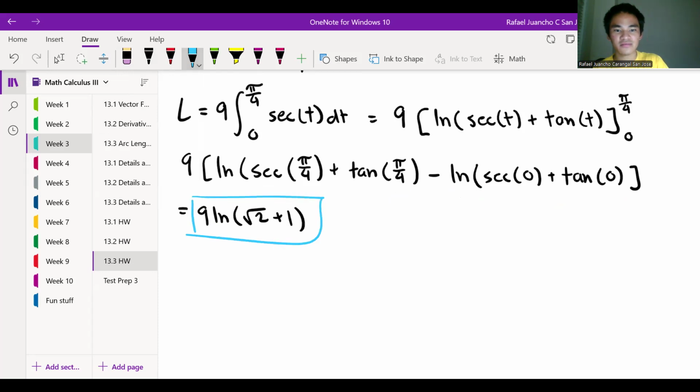And that's my arc length. Very annoying integrals. I don't like it. Okay. Did I get it though? Okay, good. I got it, luckily. So we have 9 natural log of square root of 2 plus 1. Let me hit submit, see what happens.